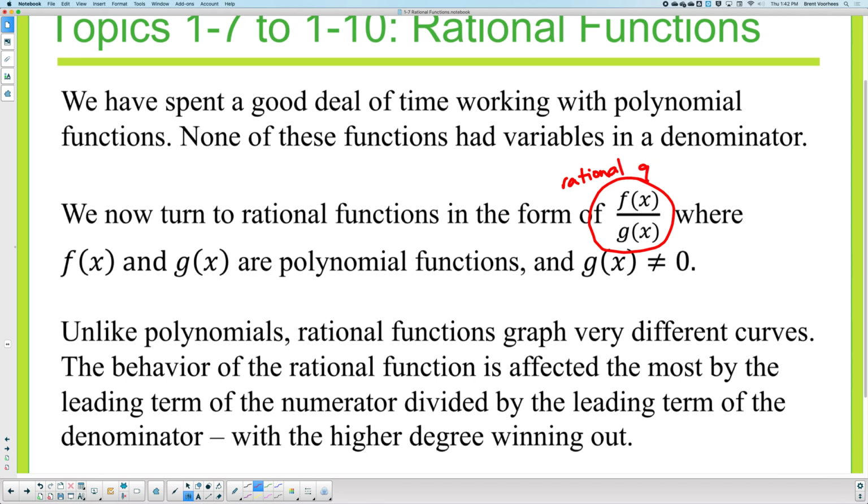My question for you: in mathematics, you're never allowed to divide by what number? 0. So this is going to be a very important construct that we understand. The denominator cannot equal 0.